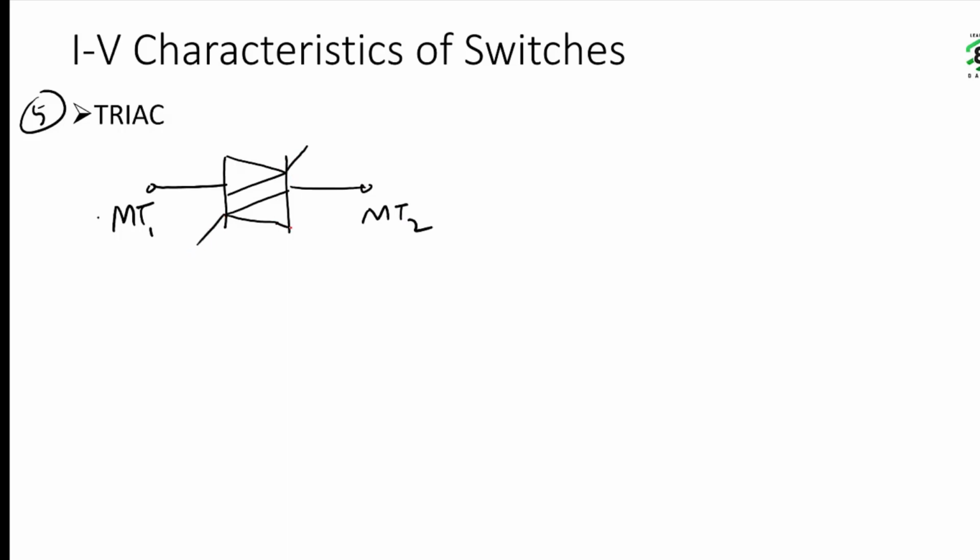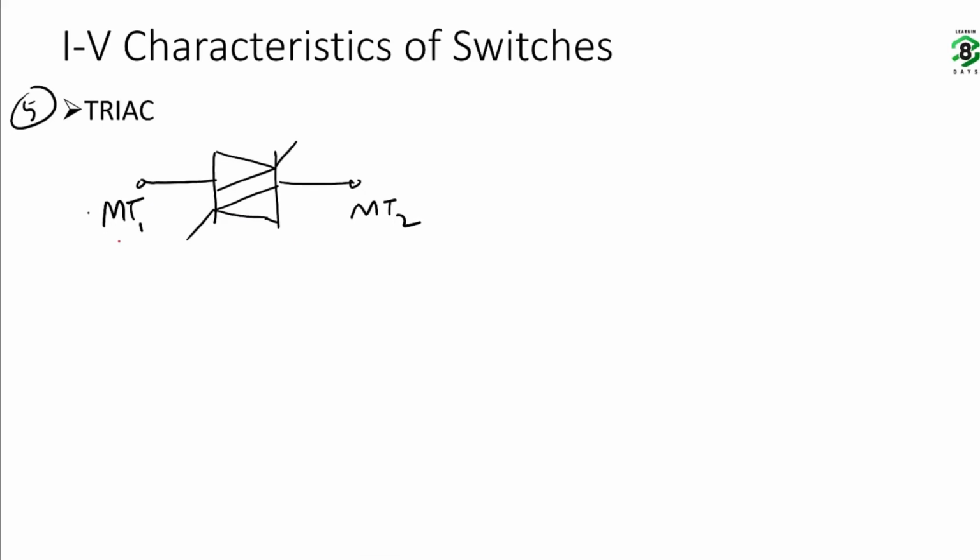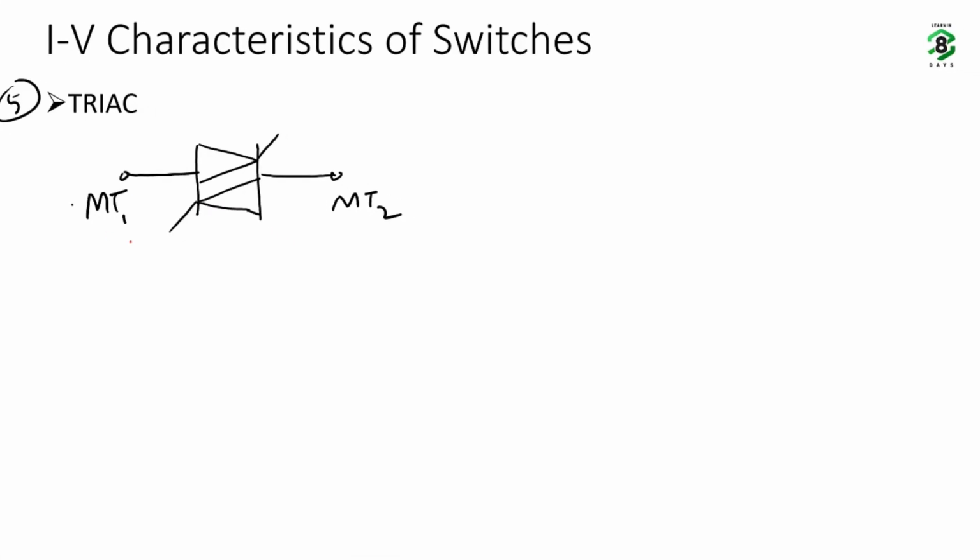This is the TRIAC symbol, with indication of its terminals. This is main terminal 1, main terminal 2. Here we don't use anode and cathode because the current can flow in both directions: from this direction as well as from this direction. Hence its terminals are named main terminal 1 and main terminal 2, and not anode and cathode. This is the controlling terminal.